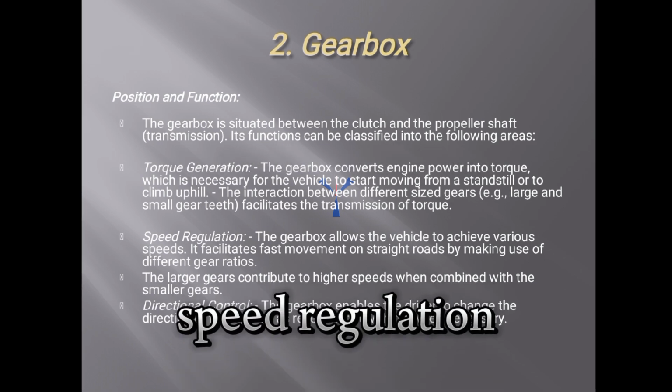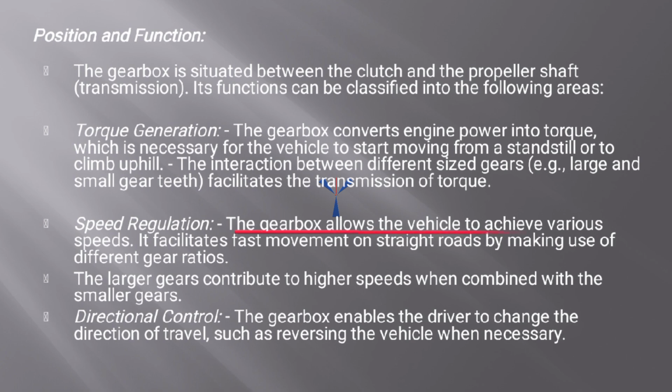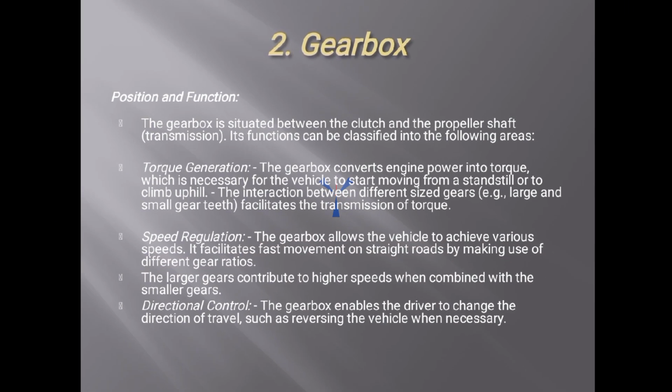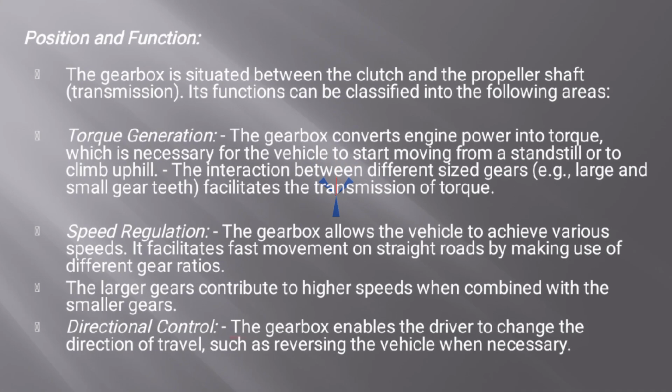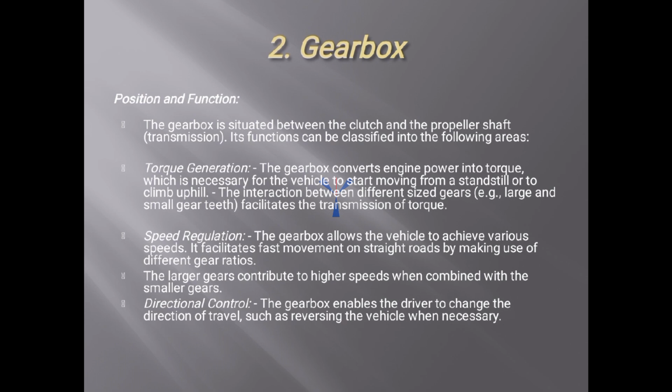Two, speed regulation. The second function of the gearbox is regulating the speed. The gearbox allows the vehicle to achieve various speeds. It facilitates fast movement on a straight road by making use of different gear ratios. The larger gears contribute to higher speed when combined with the smaller gear and vice versa. Three, directional control. The gearbox enables the driver to change the direction of travel, such as reversing the vehicle when necessary. So these are the functions of the gearbox. The gearbox is a crucial component of the power transmission system.